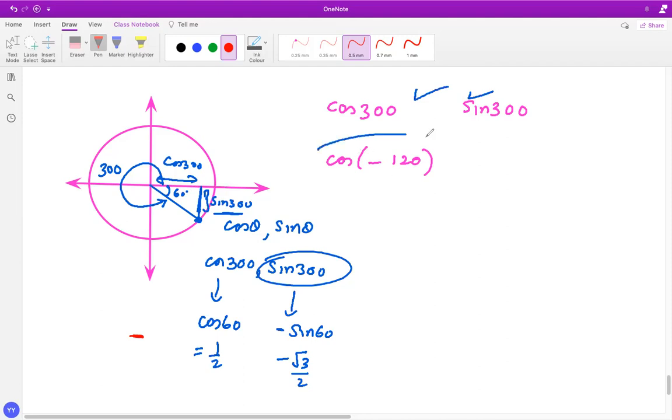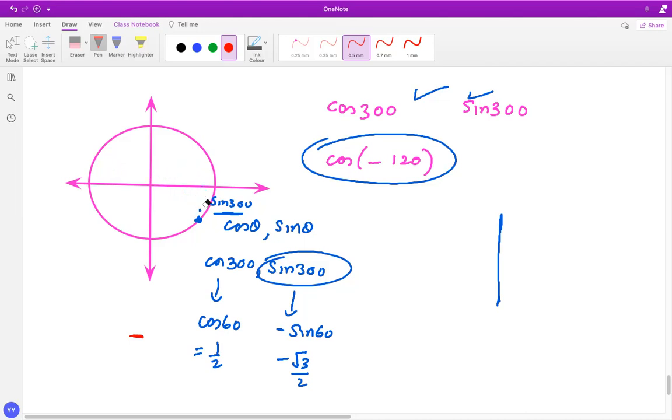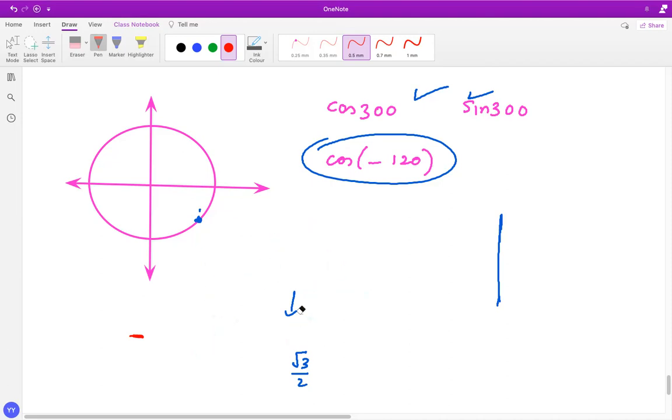Now, if I want to find cos of minus 120, you've got to locate the angle and see which quadrant it is in. If the angle is negative, you go clockwise. So the clockwise angle of 120 is somewhere here. This is your negative 120 degrees, and the point is cos of negative 120, sine of negative 120.